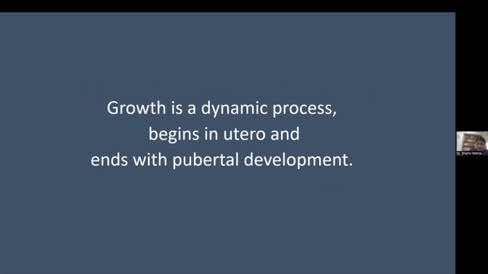It begins in utero as soon as the zygote is formed, and the active growth is going to end with the pubertal development. So once a girl starts her menses or a boy achieves a testicular volume of 20-25 ml, that is the time when they will stop growing. So otherwise, throughout the whole childhood, growth is going to be a dynamic process, right?